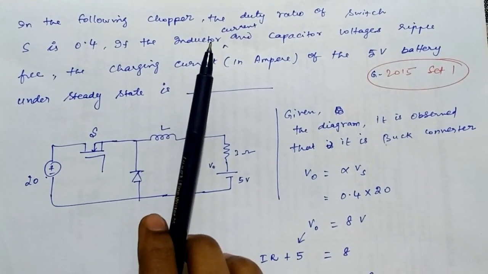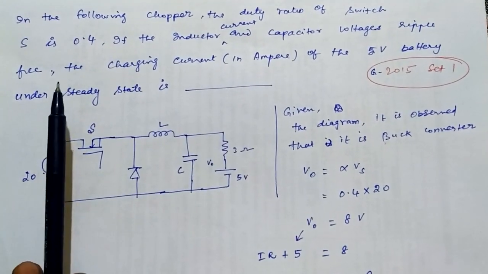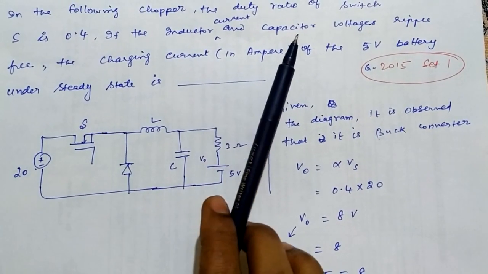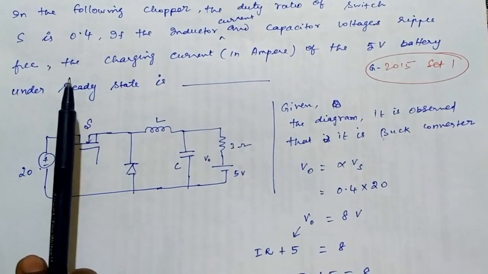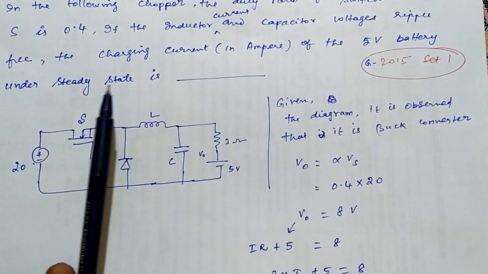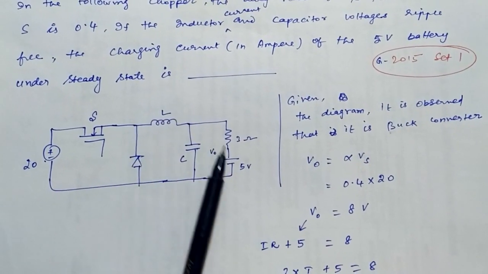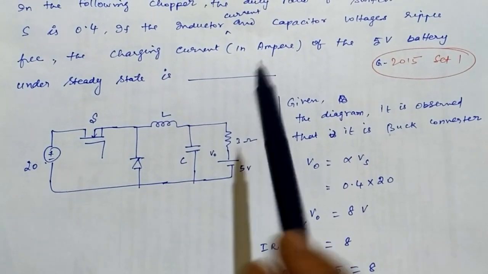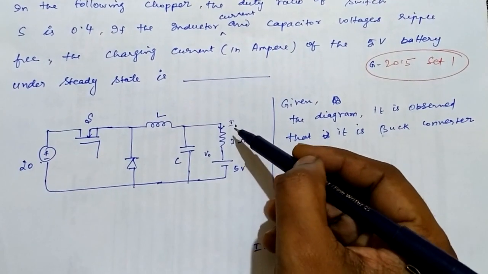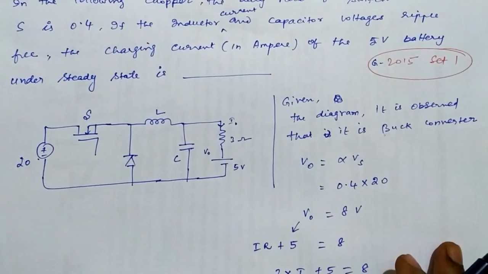In the following problem, the duty ratio of the switch is 0.4. If the inductor current and the capacitor voltages are ripple free, what is the charging current of the 5 volt battery at steady state? So this is the battery. What is the charging current I naught of the battery, they were asking.